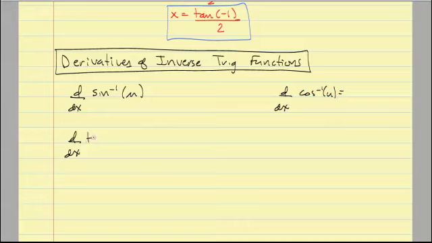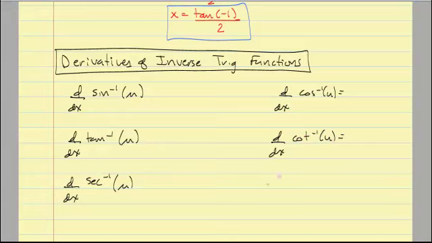Derivative with respect to x of the inverse tangent of u. Derivative with respect to x of the inverse secant of u. Oops, inverse secant of u. Derivative with respect to x of the inverse cotangent of u. Derivative with respect to x of the inverse cosecant of u. And I think that's our last one.